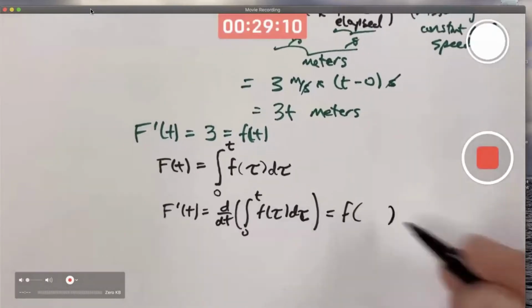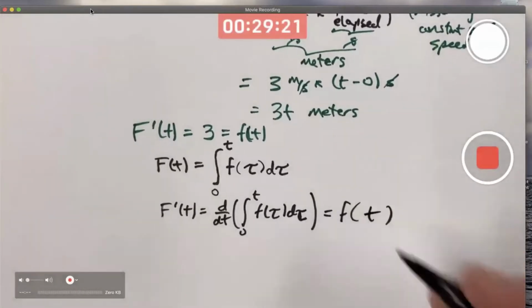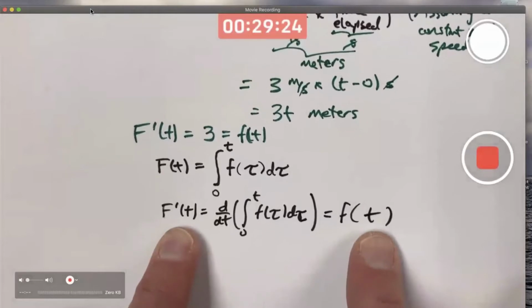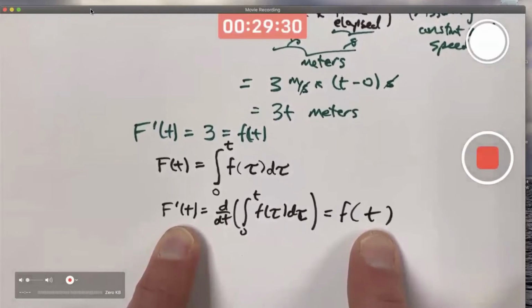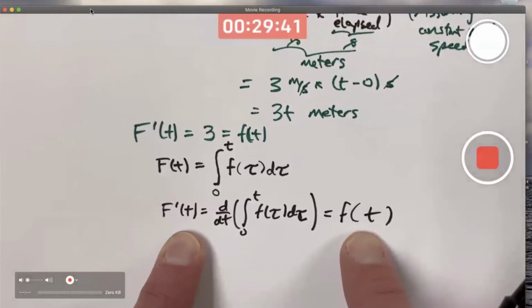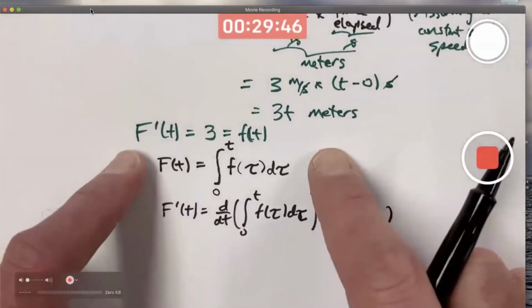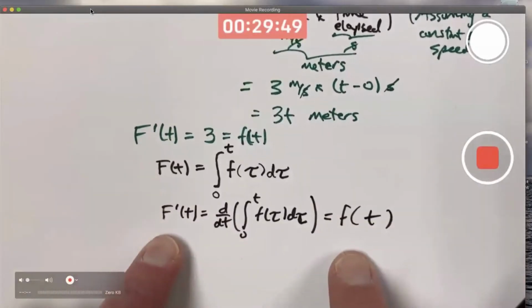But this does beg a question. Should I put a t or a tau inside the parentheses there? Put a t. Yes, that's correct. You want these two variables to match. Don't put a tau. If t is the variable for capital F and capital F prime, then t better be the variable for the derivative of capital F, little f. So writing it this way allows us to emphasize the truth of this fact.